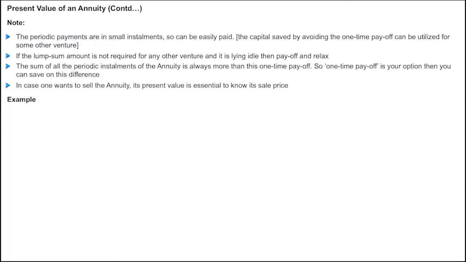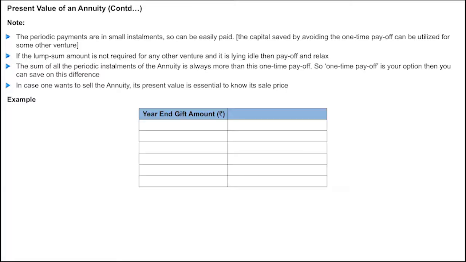Now for example, your mother wants to give you rupees 1000 at the end of every year, that is on 31st of December. Suppose this is 1st of Jan and you get 1000 rupees. So at the end of 5 years, you will have 5000 rupees. But you say, I don't want it at the end of the year, give me the lump sum for 5 years now so that I can invest it. In this case, the year-end gift amount's present value is calculated as A upon (1 plus i) whole raised to the power n.